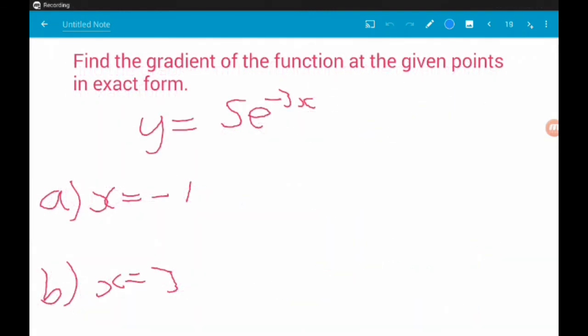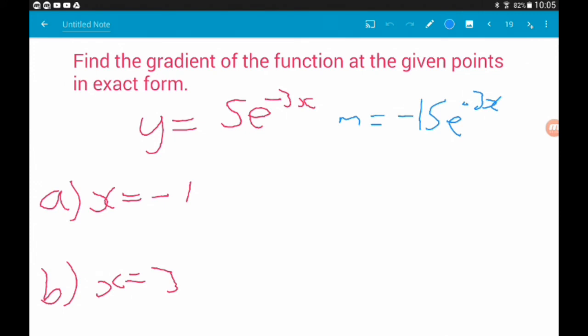Last question, so this time we've got y equals 5e to the minus 3x. So again, I'm going to get a general expression for the gradient. This time we have one on the form a e to the kx. So the k comes down and multiplies the a at the front. So in other words, we get minus 3 times 5, which is minus 15 e to the minus 3x.